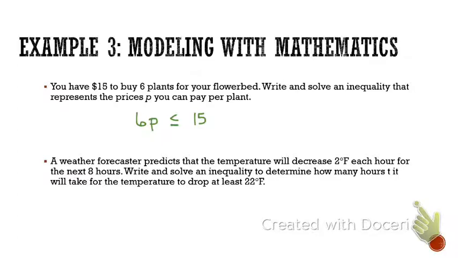But now it says I need to solve it. So that's not bad. Just divide both sides by 6. And P is less than or equal to 2.5. And in this case, it would be $2.50. So don't forget, if it's money, you need to make sure you write your answer as money. So that's how much I can pay per plant.